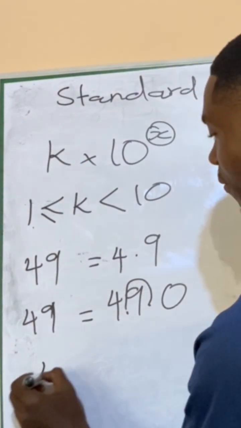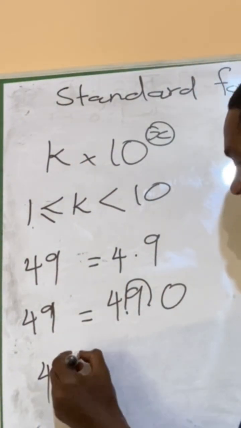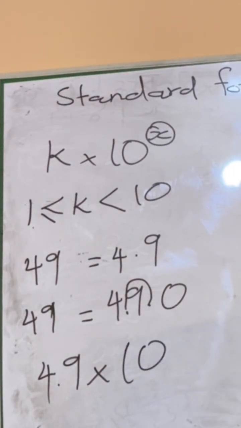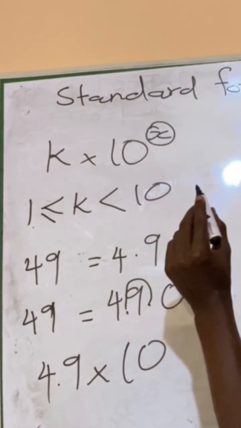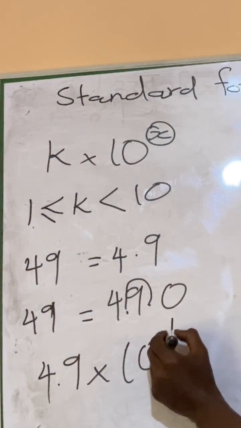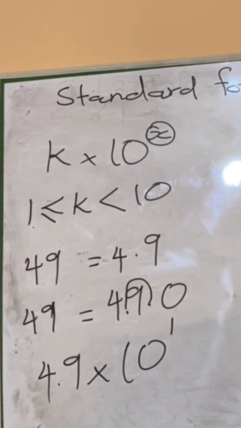We are going to have 4.9 times 10. How many times did we move it? We said that we moved it once. And then moving it once, which position did we move it to? We moved it to the left-hand side. If we moved it to the left-hand side, then the number here should be a positive number.